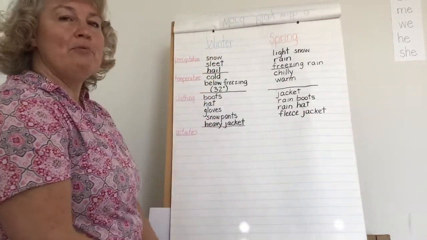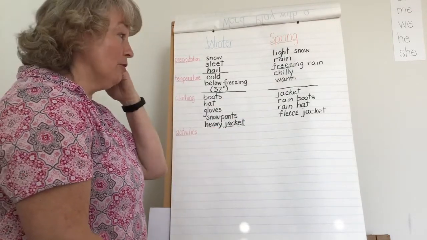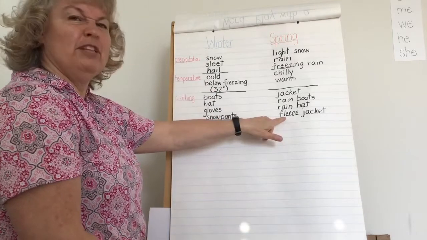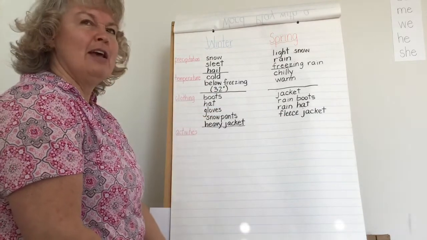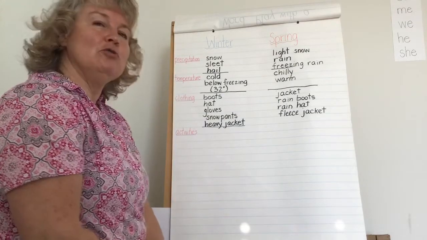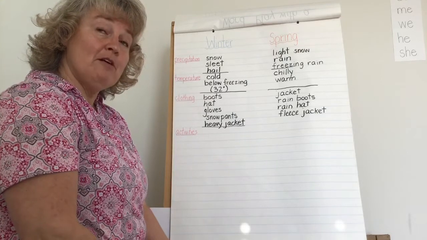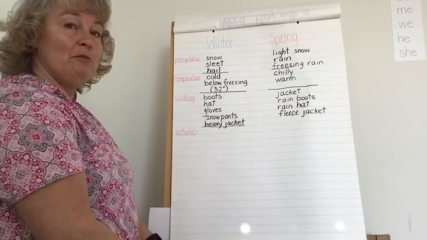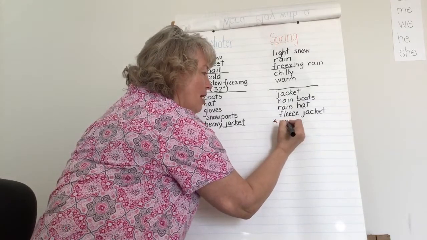Okay, so I put a jacket, a lighter jacket than you would wear in the winter. Or you could maybe have like a fleece jacket, something a little lighter. Rain boots, a rain hat. And you know something else that I would use? It's not really clothing, but I would use it to help protect myself in spring from the rain. Did anybody think of umbrella?